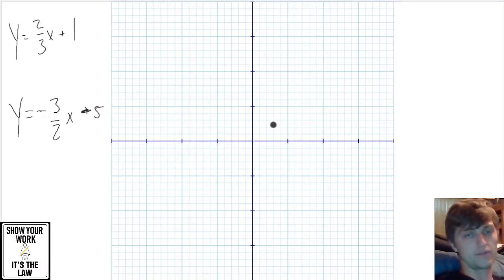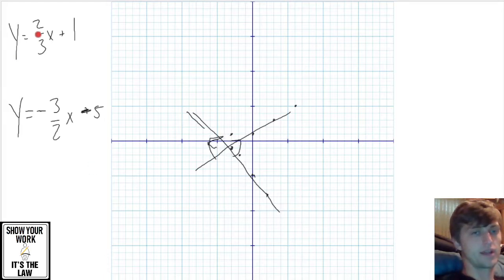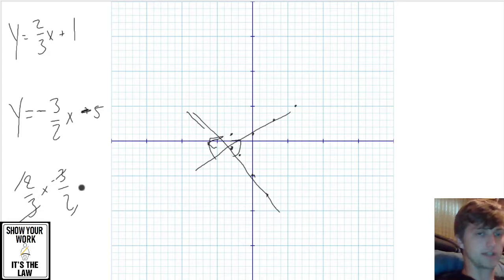So if we were to graph these two things, positive 1, 2 over 3, 2 over 3, 2 over 3. All right, and then another one, minus 5, negative 3 over 2, negative 3 over 2, negative 3 over 2. Whoa, that last point was way off. Anyway, if we want to find perpendicular lines from a line we already have, negative reciprocal, and if we check 2 over 3 times negative 3 over 2, cancel, cancel, cancel, cancel, we're left with negative 1.